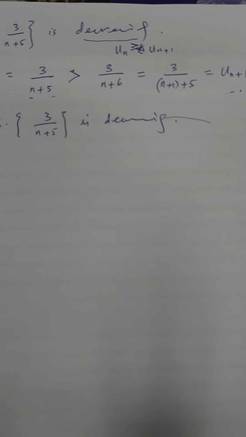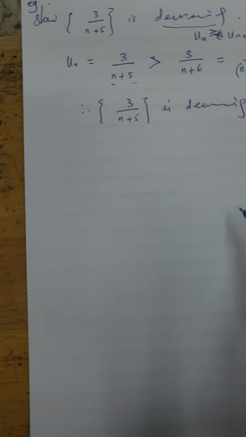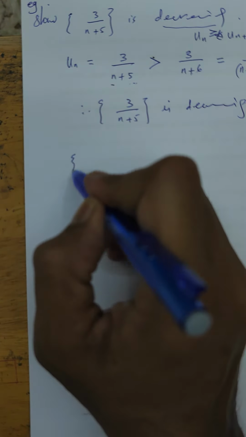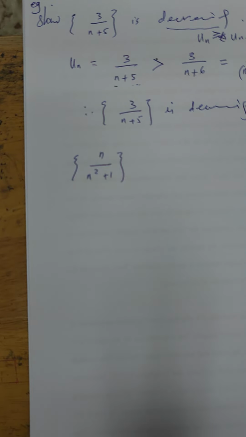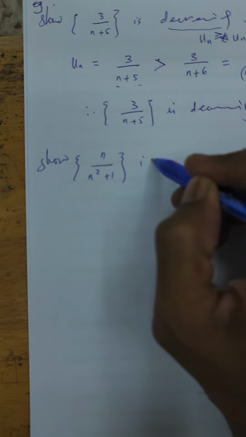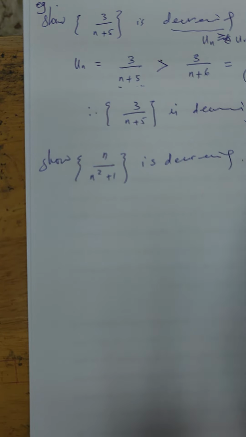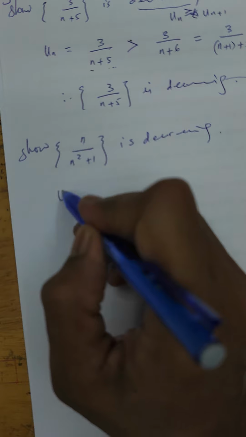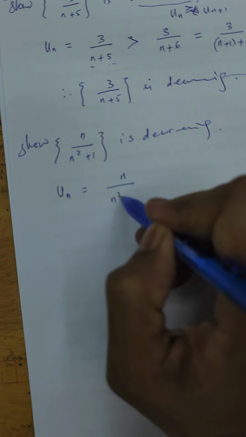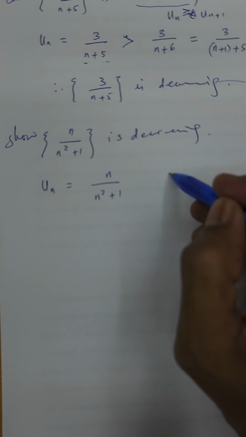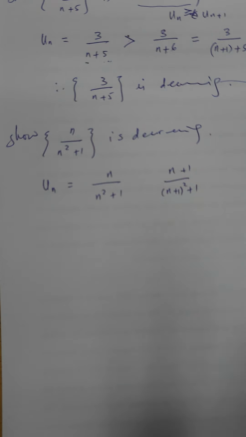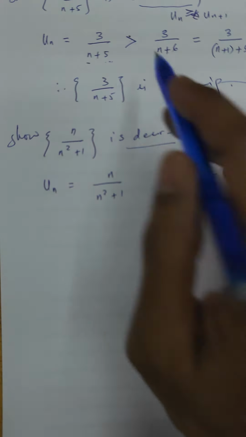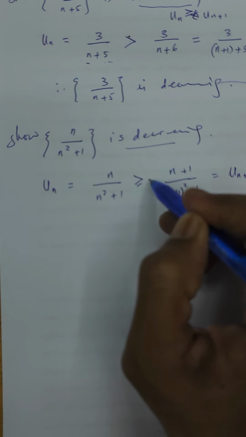Let me give you one more example before I stop this video. What about if you have this sequence, n over n squared plus 1? Okay, so let's say the question is we want to show this sequence is decreasing. So what we can do from here, our Un is n over n squared plus 1, and our Un plus 1 is n plus 1 over n plus 1 squared plus 1. Okay, this is our Un plus 1. So what we want to show is that the sequence is decreasing, which means we need Un greater than or equal to Un plus 1.